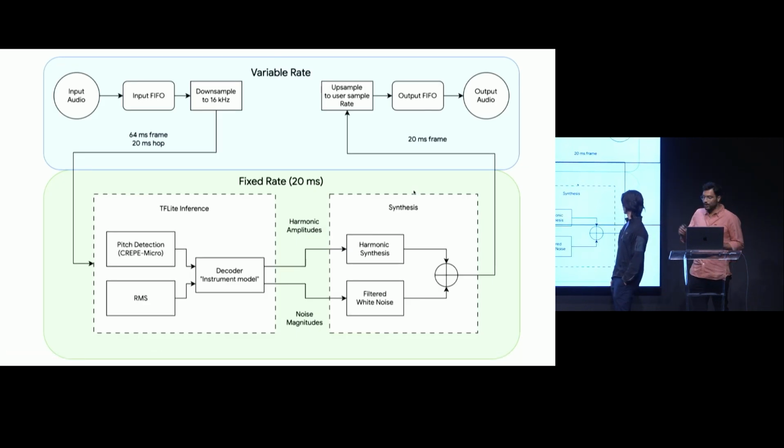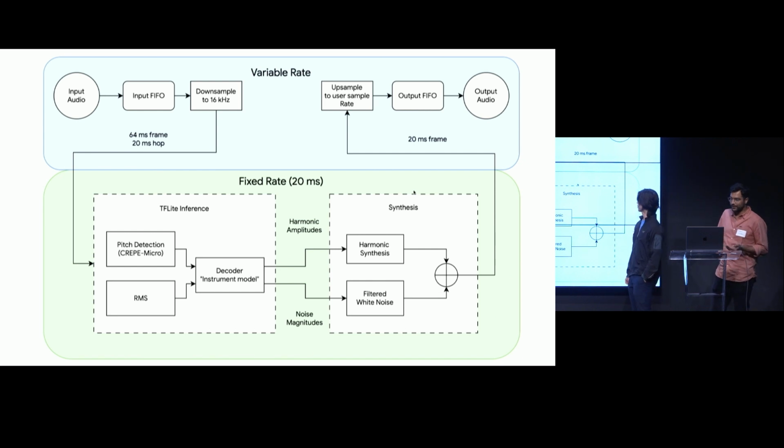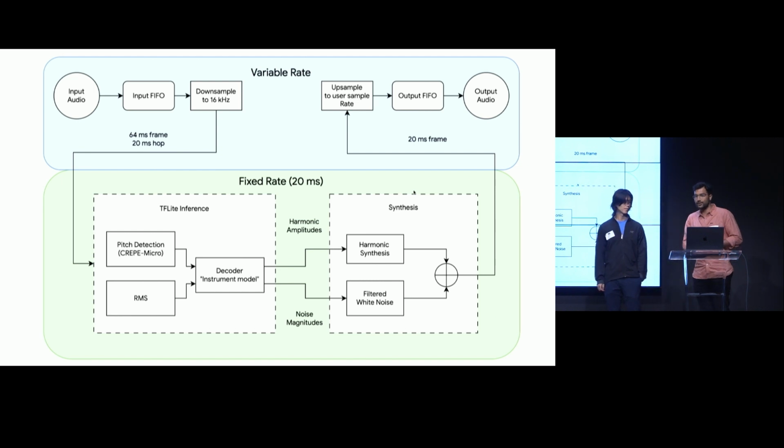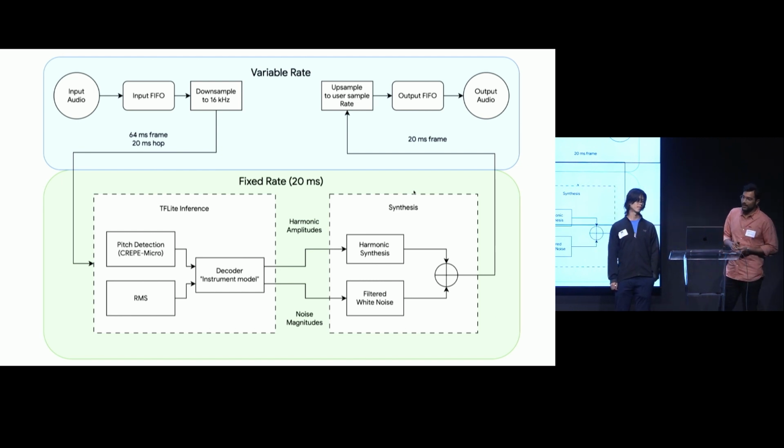Here's a block diagram of our overall plugin architecture. So just to take you through it. You get a chunk of input audio that gets pushed into the FIFO. Our end-to-end training in the Colab was done at 16 kilohertz, so we downsampled to 16 kilohertz. And now we run inference on the modified models we touched upon previously, and we generate a chunk of synthesized audio.